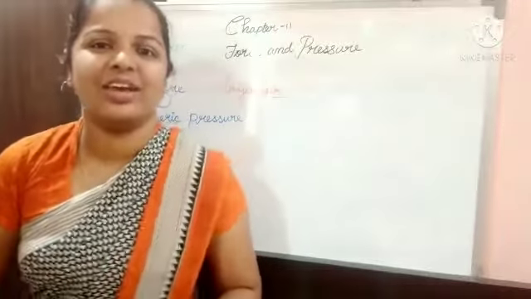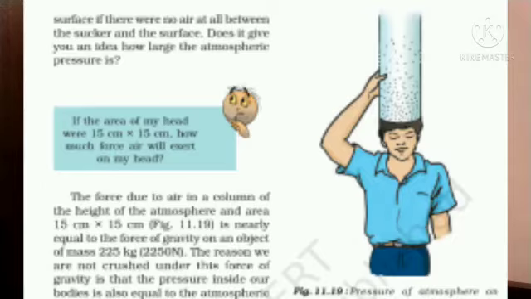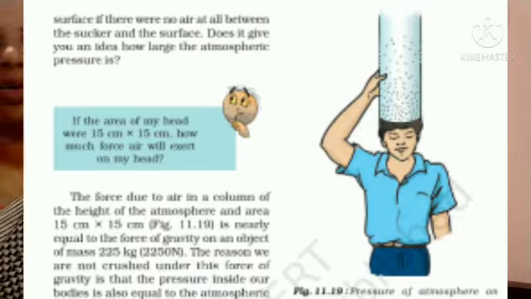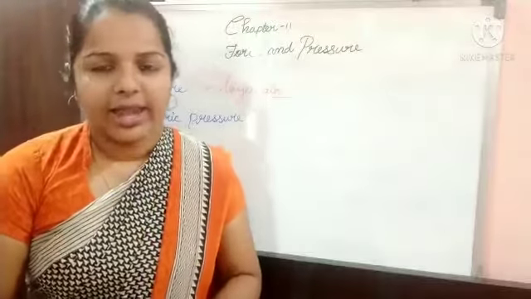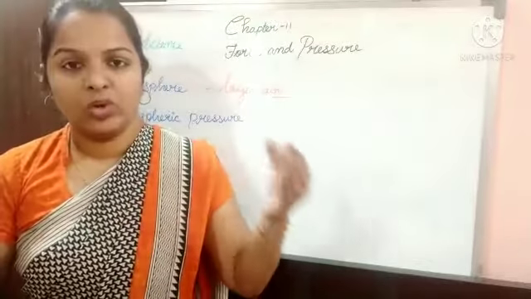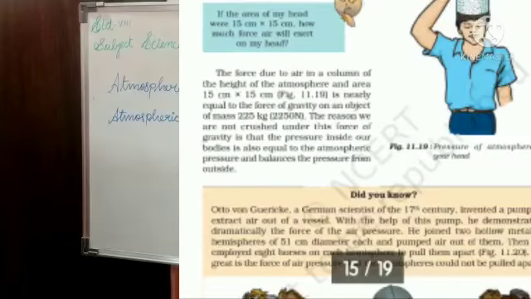Understand, students? Here one more example is given: you can see one boy has a cylinder on his head, which is 15 centimeter by 15 centimeter. How much force is acting over the head? To measure the force, you have to multiply 15 by 15, which gives 225 N/m², that means Newton per meter square. Understand, students? These are the things about atmospheric pressure.